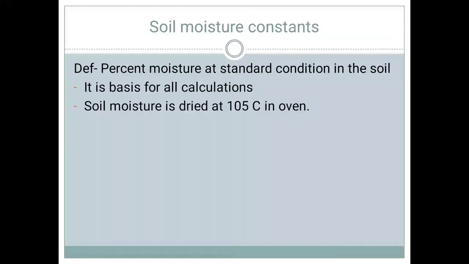Next is soil moisture constants. Constant means fixed. So in the soil, when the water is present at a particular time, particular condition, that is called a constant. How do we define the term? Percent moisture in the soil at a standard condition is called a soil moisture constant. It is a basis for all different calculations.